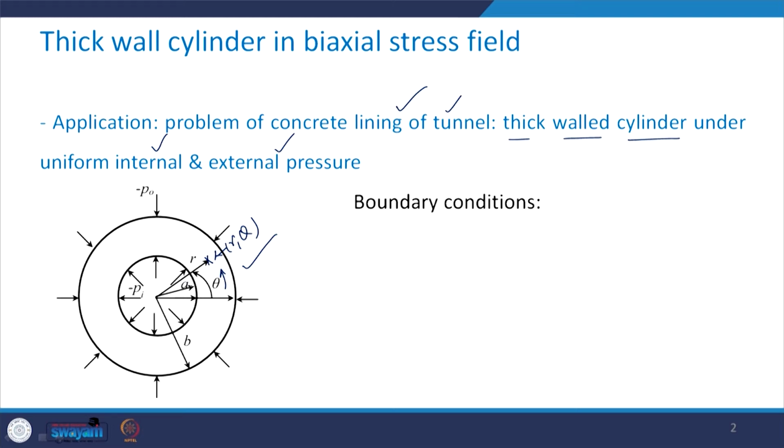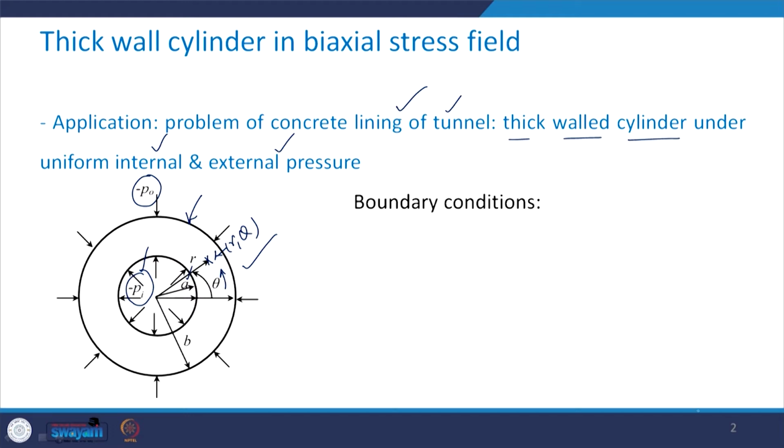The radius of the tunnel is a, and the thickness of this thick wall cylinder is b minus a. That means the outer periphery, the outer circle, has a radius of b. Internal pressure is being denoted by Pi. There is a negative sign associated with it, and the external pressure is denoted by minus P naught. Let us take a look at the boundary conditions.